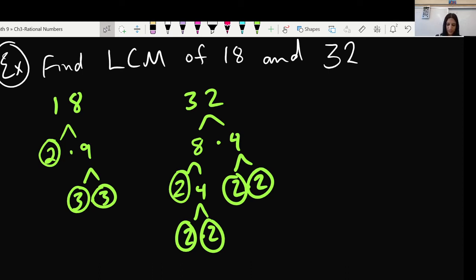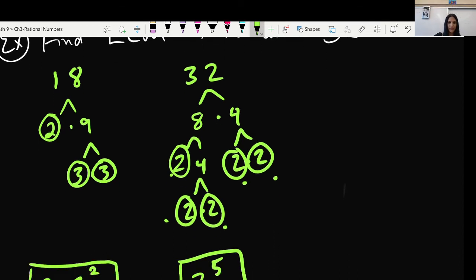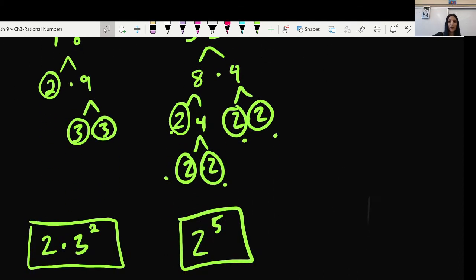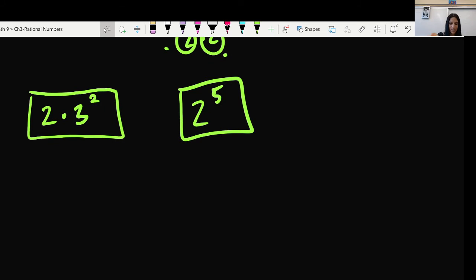So a good way for us to write this is, well, I have 1, 2, 3, 4, 5 2's that are being multiplied. So that'd be like saying 2 to the power of 5. Okay, so we broke it down into a product of prime numbers.